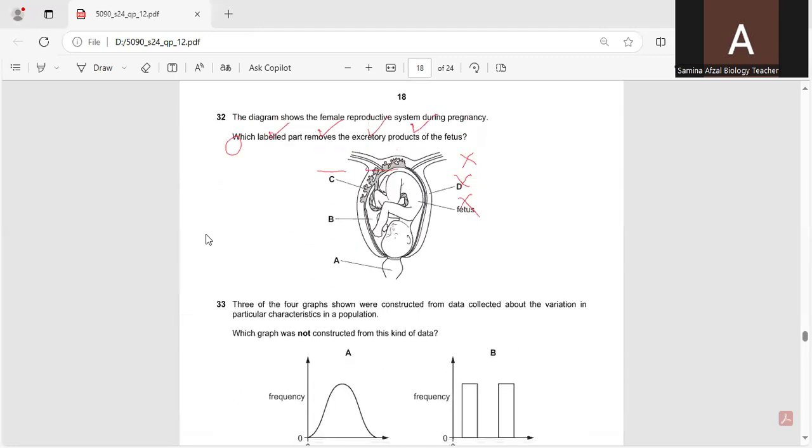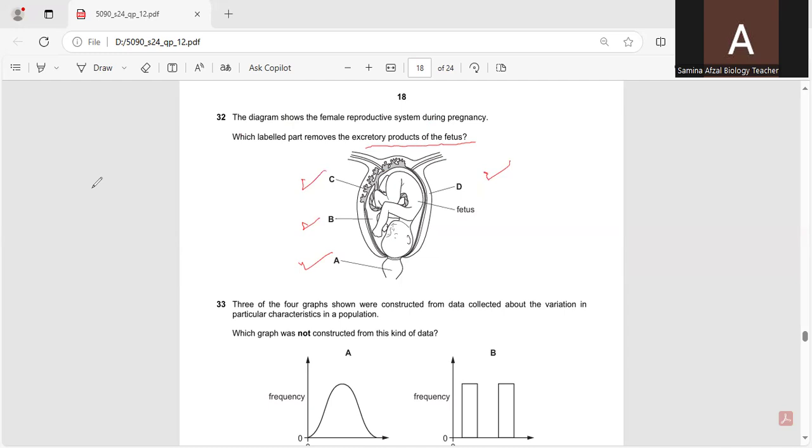Now, question number 32. You can see the diagram shows the female reproductive system during pregnancy. Which labeled part removes the excretory products of the fetus? So here they are A, B, C, and D. These are the four labeled parts.